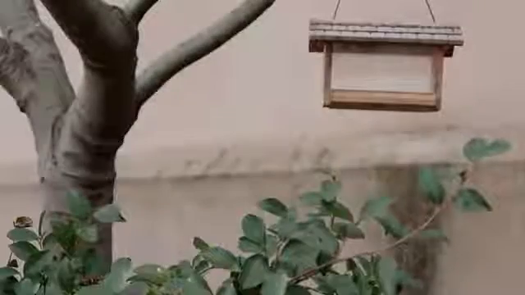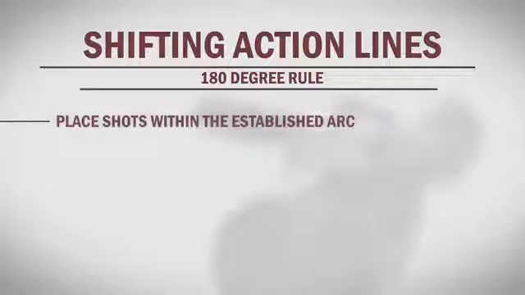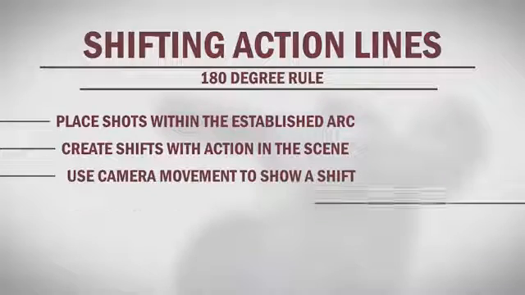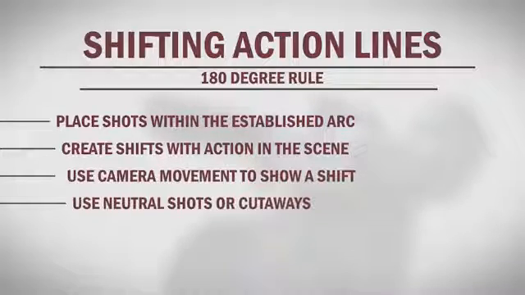A third way to establish a new line is to use a cutaway shot. In this example, we might use a shot of the surrounding landscape followed by a shot taken on the opposing side of the action line. Keep in mind that each time you establish a new action line, you are now locked into that 180-degree arc until the line shifts with your subject's action, camera movement, or specific camera shots.